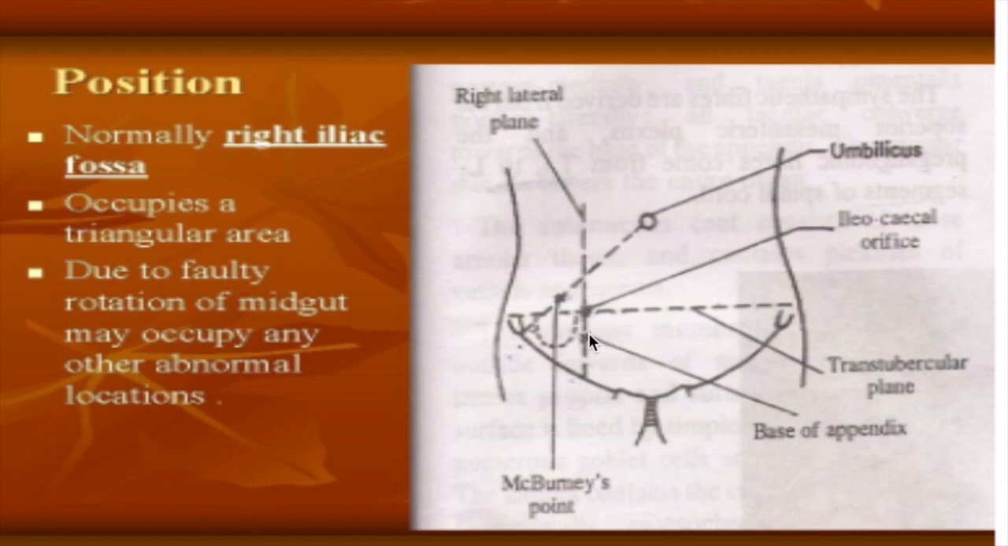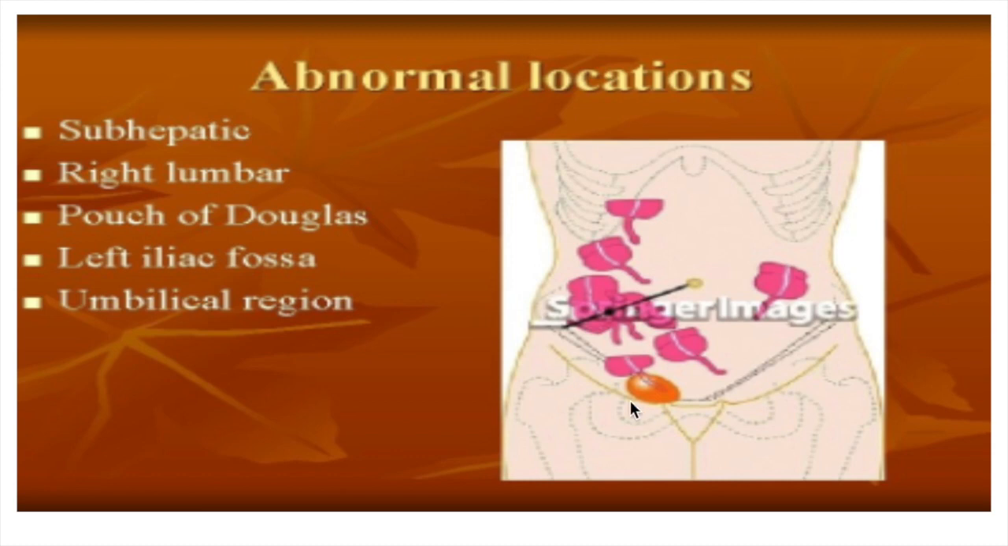right lateral plane. If there are any abnormalities during the rotation of the midgut, nothing but any faulty rotation seen in the midgut, the position of the cecum will vary. Usually the cecum is developed from the post-arterial segment of the midgut, from the cecal bud, which is seen on the post-arterial segment of the midgut. These are some of the abnormal locations which occur due to faulty rotation of the midgut.